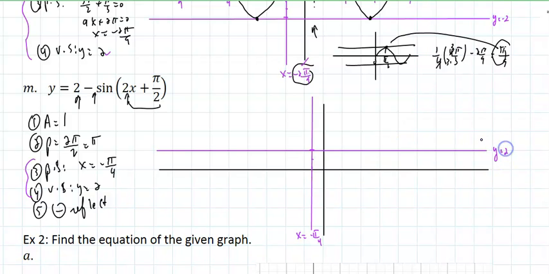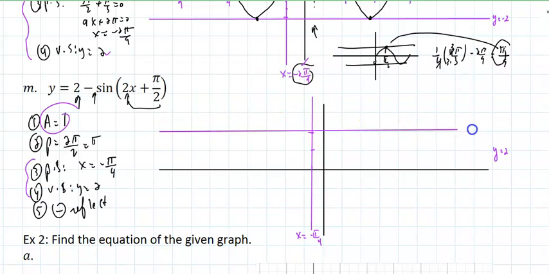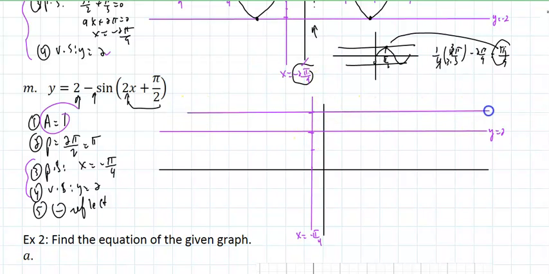Y equals a 2. Amplitude is 1. Let's go up 1. You know what? Since it is not that far, let me scale that as 1, 2 units. Scaling is important for you to see the graph, but you could do it any way you want. I'm going to move a unit above it and a unit below that. And the graph is going to be between y equal 1 below 2 and 1 above 2.